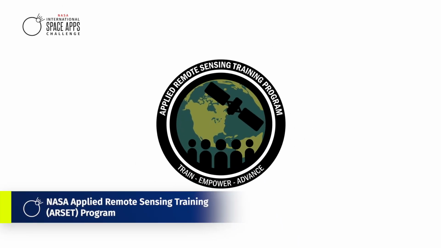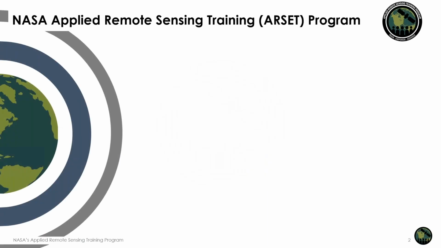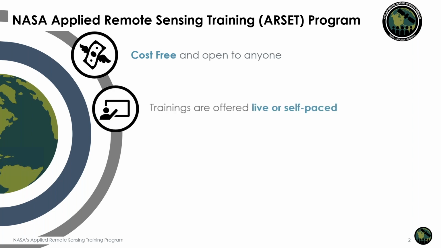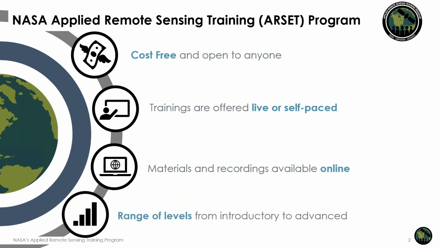Welcome to our introduction of NASA's Applied Remote Sensing Training Program, known as ARSET. The goal of the ARSET program is to increase the use of Earth observations in decision-making through training activities. We offer trainings free of cost and open to anyone. Our trainings are offered live or self-paced, and all of our past training materials and recordings are available online. Our trainings are offered at a range of levels, so you can choose a training based on your level of experience and need.